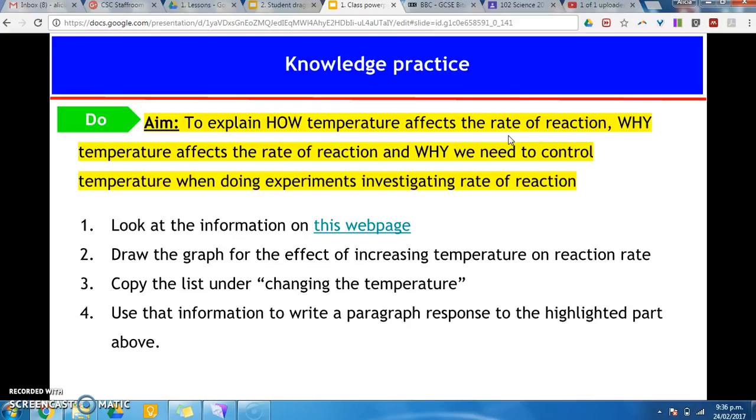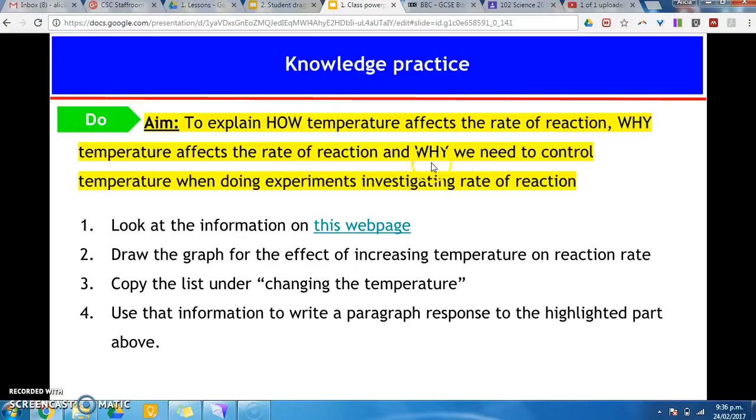Then you're going to tell me why temperature affects the rate of reaction. So that's where you'll say something about the particles and what's happening as you increase temperature. And if you want to take it to the next step, you could say what's happening if you decrease the temperature. It'll be the opposite, but you try and work out what's happening.